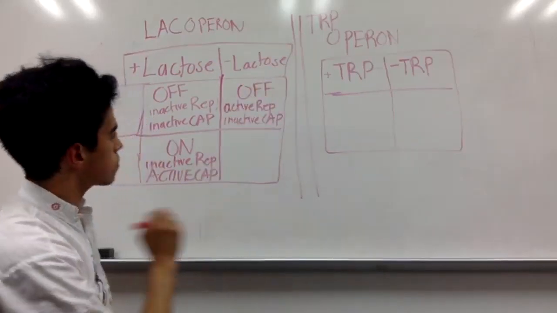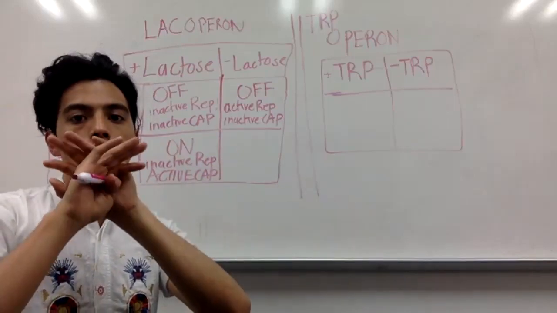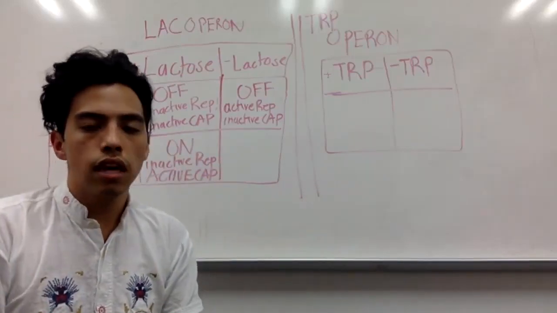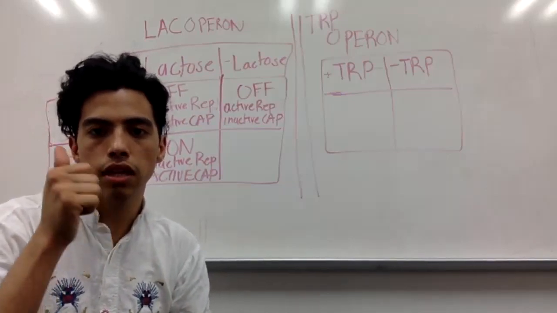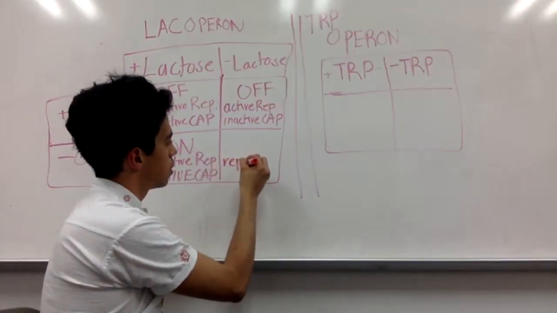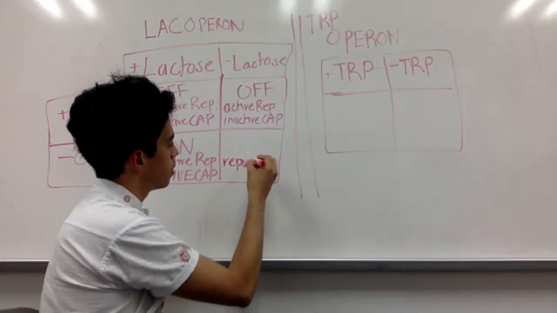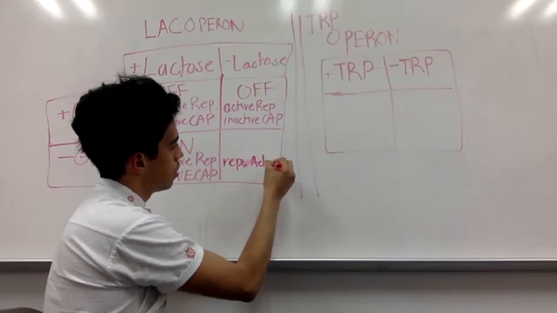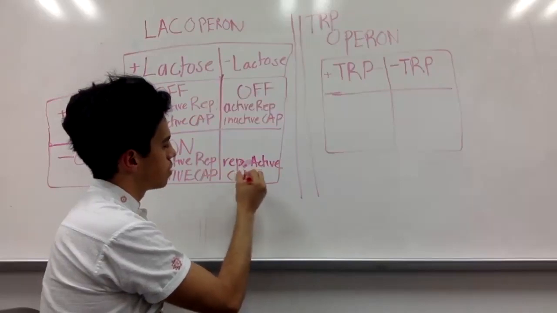Now for this one, when you don't have either lactose nor glucose, that's the case where the repressor is active. I'm just going to abbreviate it as rep active. And you have the CAP.